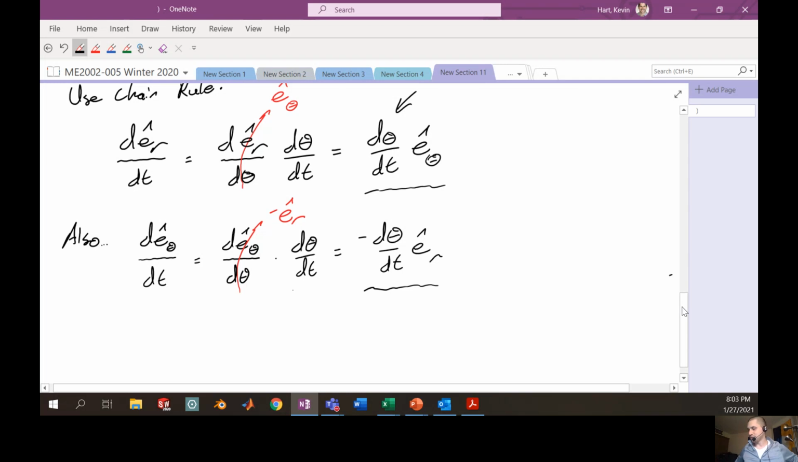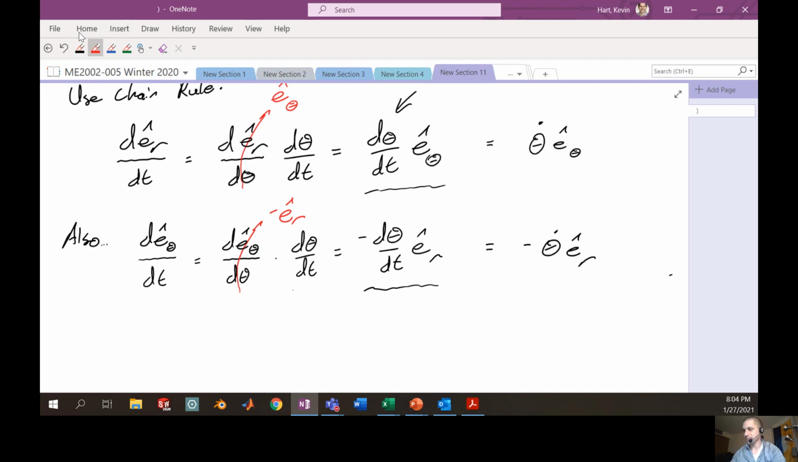There are some shorthand notations that people typically use for this, and I've sort of talked about this before. Not my favorite representation of time derivatives, but this can also be rewritten using sort of the dot notation as theta dot E hat theta, and this can also be rewritten as negative theta dot E hat R. All right, where the dot here is used to represent a time derivative of the angular location. Okay.